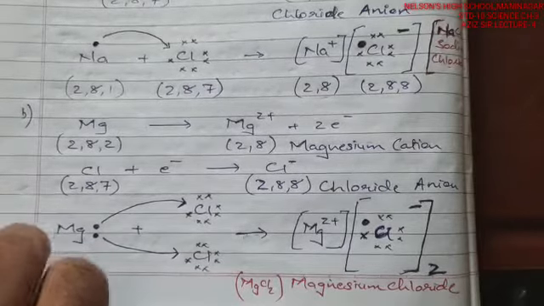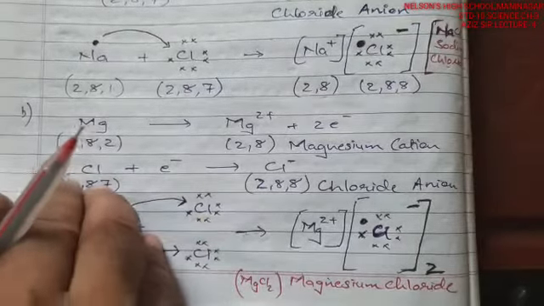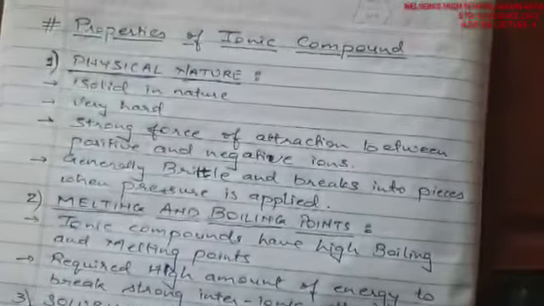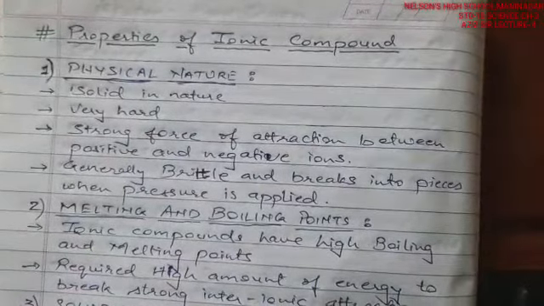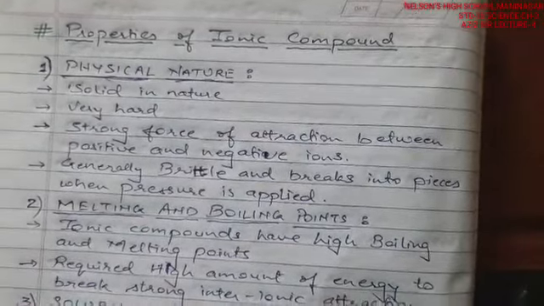So this is how the compounds are formed. Fine. In case of metals, how do they react? This is the answer for how they react. The next part is the physical nature, that is the properties of ionic compounds and how the ionic compounds behave. So I have written different points regarding physical nature.